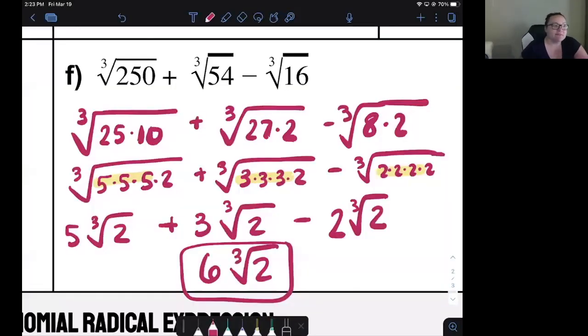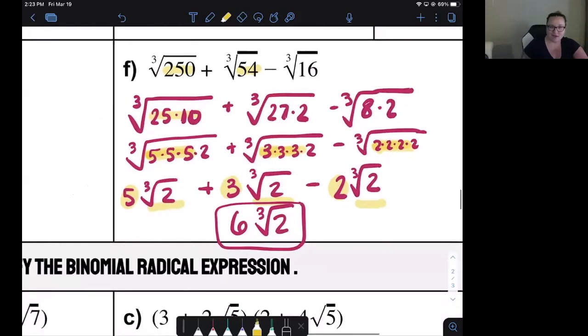So I was able to simplify all of these cubed roots. I broke 250 down, as you can see. I found a group of 3 5s. I broke down 54. I found a group of 3 3s. I broke down 16. I found a group of 3 2s. I brought those groups of 3 out in front of my radical. And then that left me with cubed root of 2 as my base for each of these expressions. Then I could add the 5, the 3, and subtract the 2, which is 6 cubed root 2.